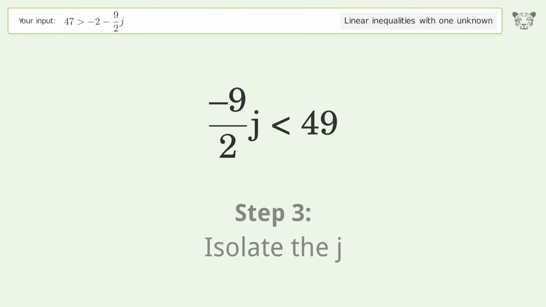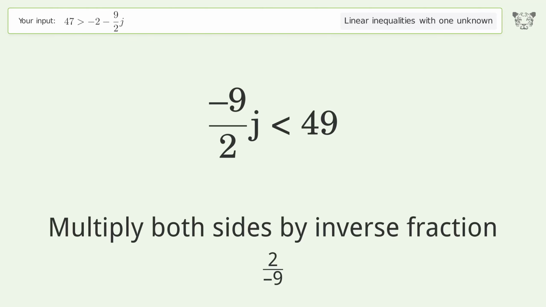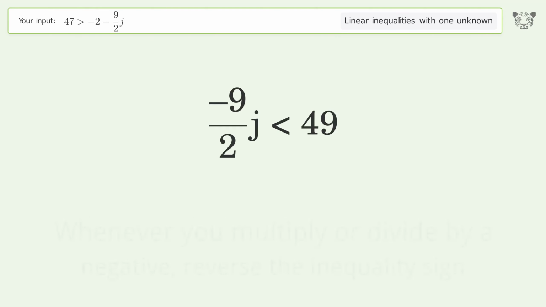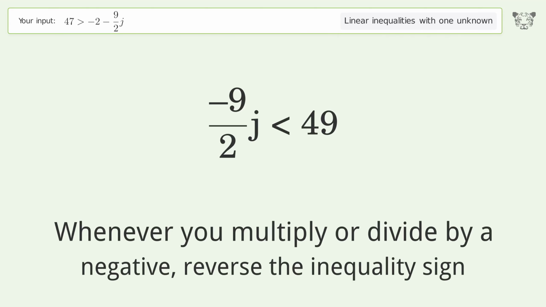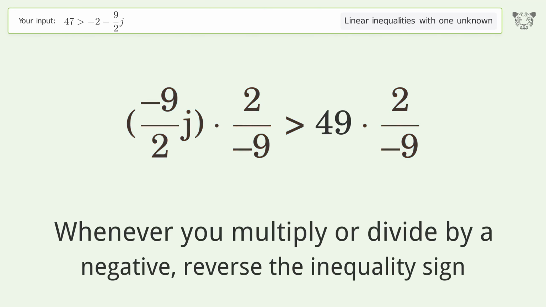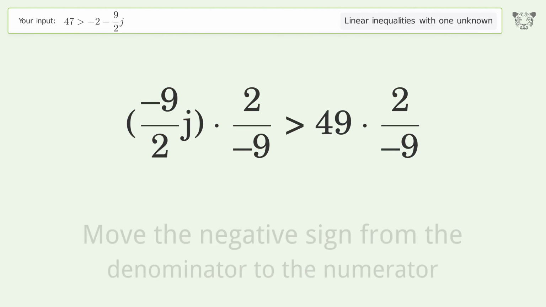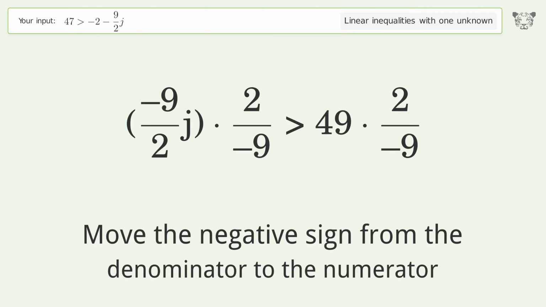Isolate the j. Multiply both sides by inverse fraction 2 over -9. Whenever you multiply or divide by a negative, reverse the inequality sign. Move the negative sign from the denominator to the numerator.